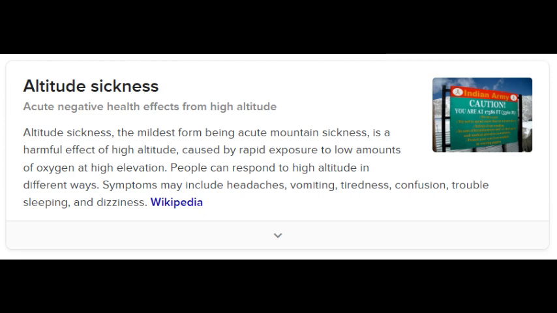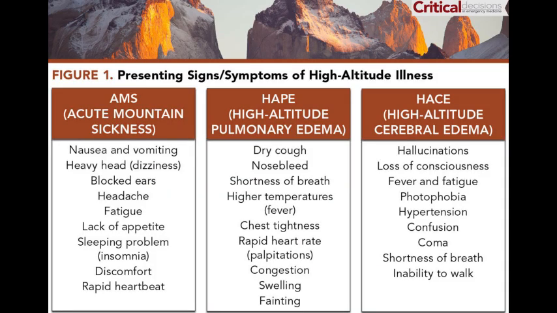So in this term of physical ailment and overlay, we'll look at altitude sickness. Another Wikipedia entry: altitude sickness, in the mildest form being acute mountain sickness, is a harmful effect of high altitude caused by rapid exposure to low amounts of oxygen and high elevation. People can respond to high altitude in different ways. Symptoms may include headaches, vomiting, tiredness, confusion, trouble sleeping, and dizziness. And here we have the presenting signs and symptoms of high altitude illness, AMS, acute mountain sickness: nausea and vomiting, heavy head, dizziness, blocked ears, headache, fatigue, lack of appetite, sleeping problem, insomnia, discomfort, rapid heartbeat.